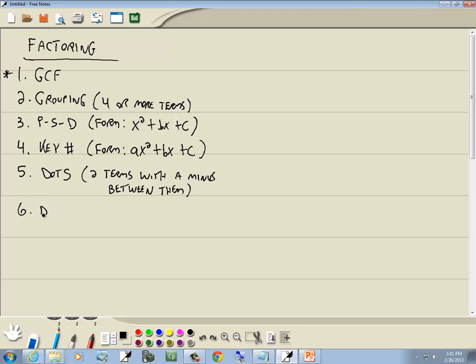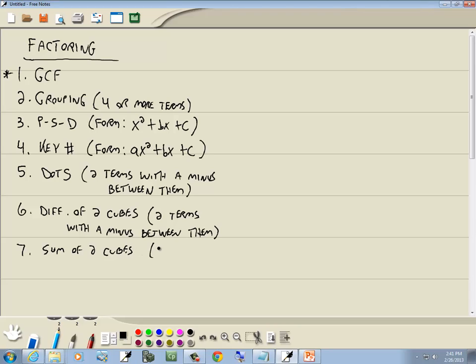We have our sixth one, which is the difference of two cubes, and this is two terms with a minus between them. And seventh one is the sum of two cubes, which is two terms with a plus between them. Now we have a u-substitution also that we'll be taking a look at.